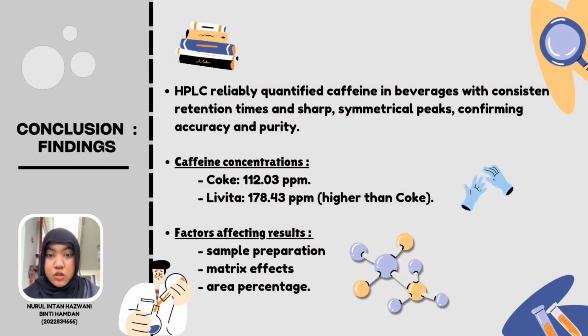Now, we're moving to the conclusion. For conclusion, the findings demonstrated that HPLC is a reliable analytical method for quantifying caffeine in beverages, with consistent retention time and sharp symmetrical peaks indicating purity and accuracy. Coke was found to contain 112.03 ppm of caffeine, while Levita had a higher concentration of 178.43 ppm. To improve reliability, factors such as sample preparation, matrix effect, and area percentage should be carefully controlled.